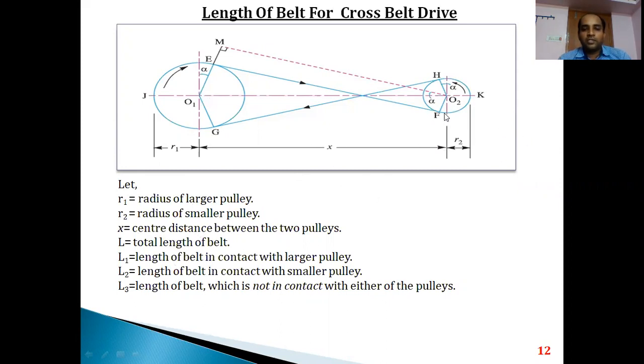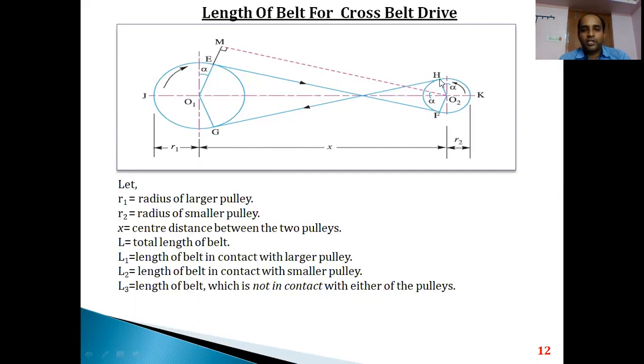Total length of the belt, if you start measuring from point F to point E, traversed by E, J, G, then GH, and coming back to point F. So this entire length is capital L, that is, we need to calculate the total length of the belt. L1 is the length of the belt in contact with the larger pulley. So if you observe here, the belt comes in contact at this point from G to E. So this is the length of the belt in contact with the larger pulley.